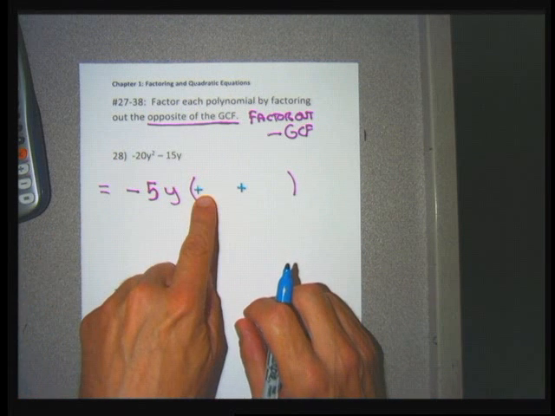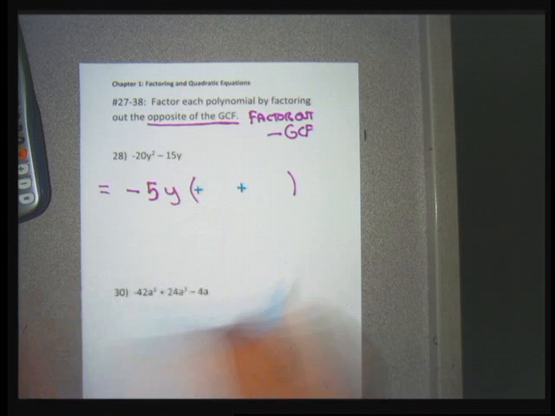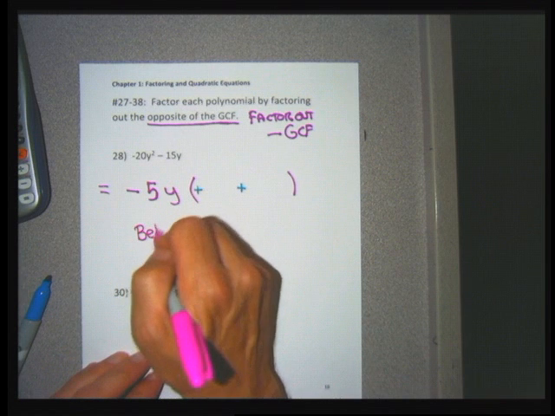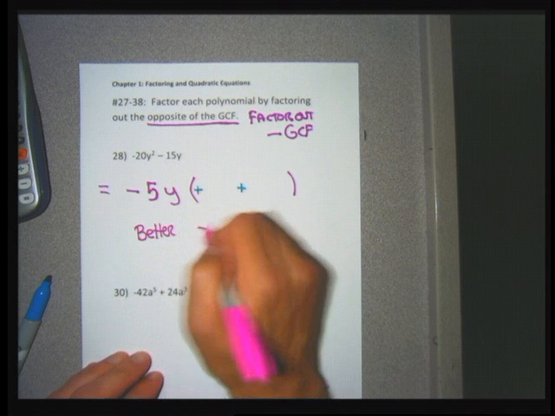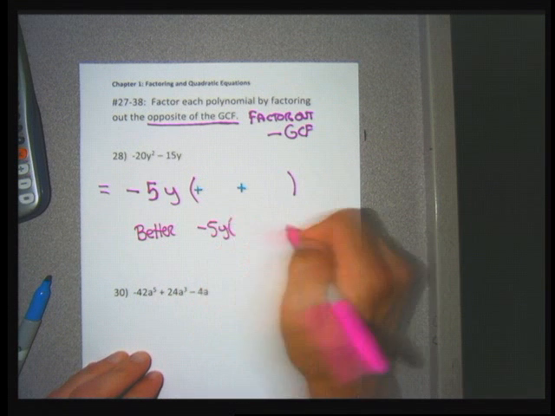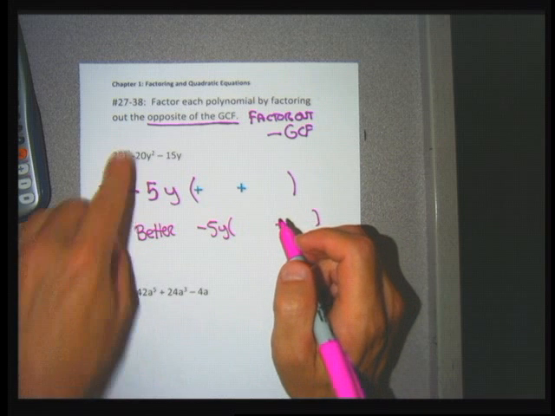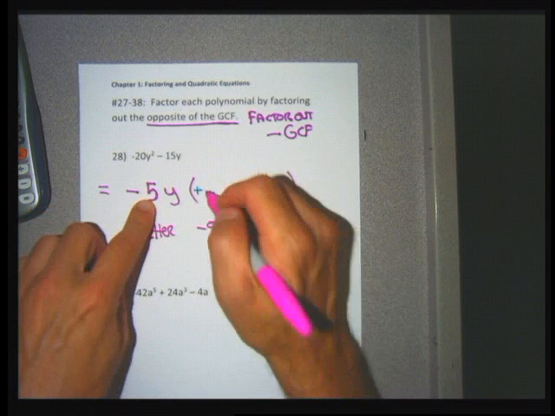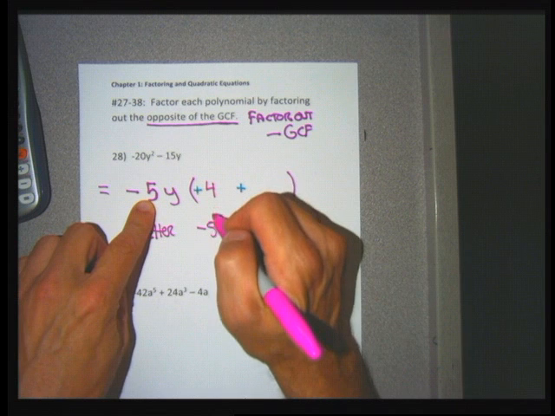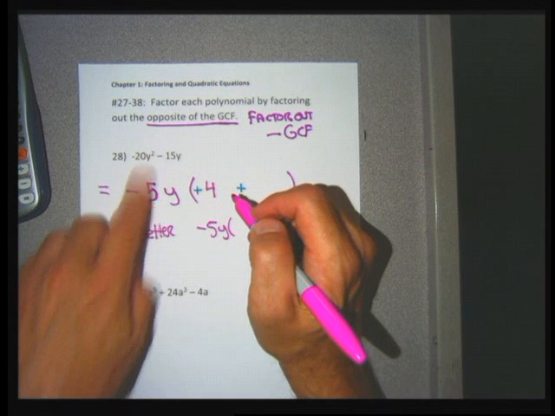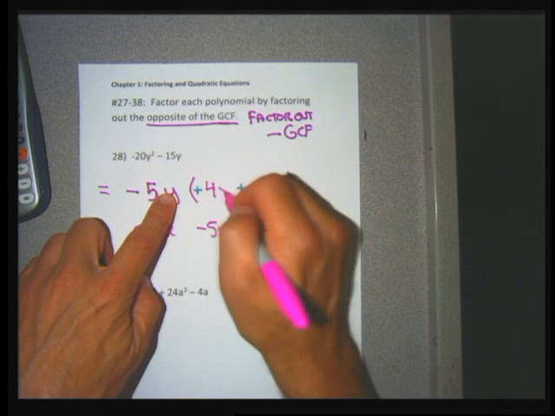It was kind of silly to write that plus, because usually if the first term inside of parentheses is positive, you just don't write a sign. The numbers that need to go in my parentheses: what goes first in my parentheses, 20 divided by 5 is 4. I had 2 y's, I took 1 y away, I'm left with 1 y.